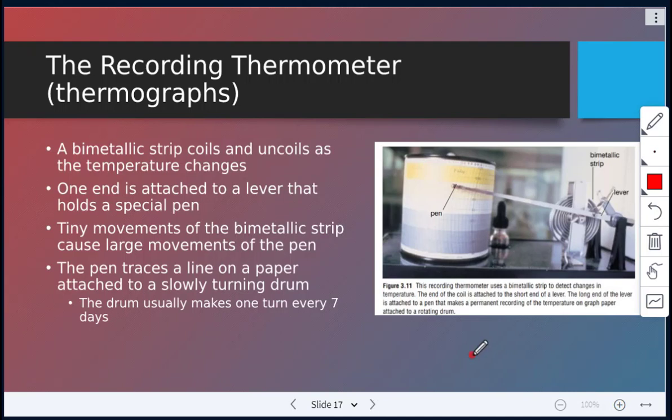This here is a recording thermometer. It's also called a thermograph. So again, it contains a bimetallic strip. It'll coil and uncoil as the temperature changes. One end is attached to a lever that holds a special pen. There's the bimetallic strip there. There's the pen. So tiny movements of the bimetallic strip will cause these larger movements of the pen, and then it'll trace a line on this paper here that's attached to a slowly turning drum. So the drum usually makes one turn every 7 days.